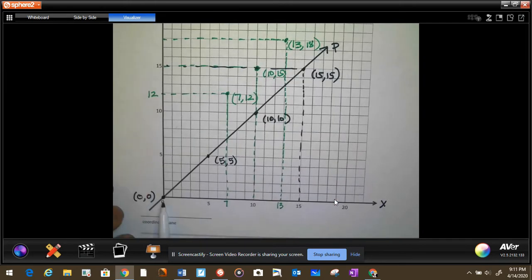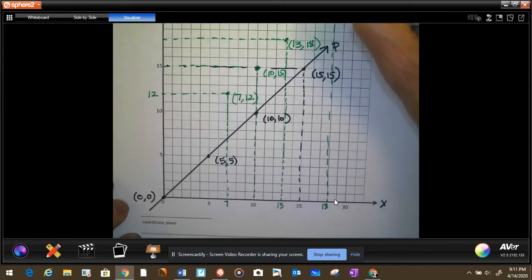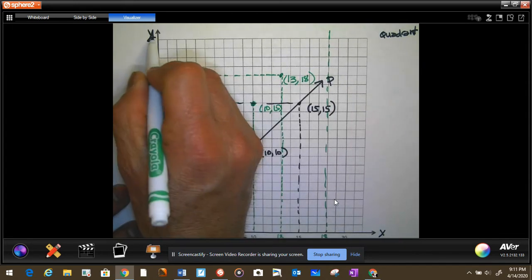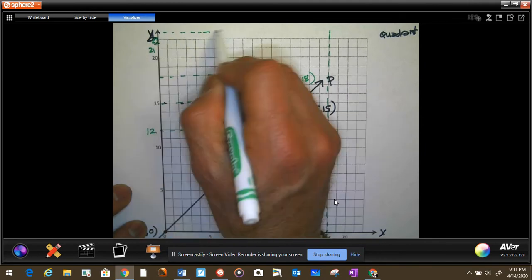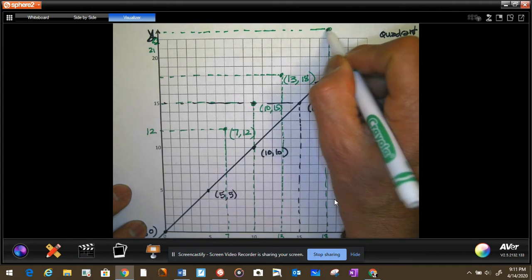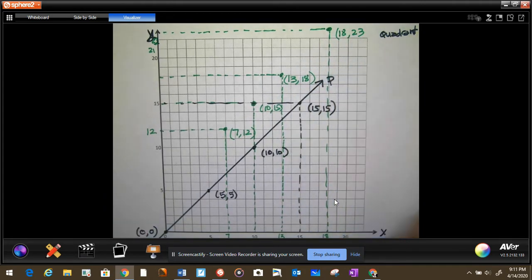So it's going to run to 18, which is 3 more than 15. And we're going to jump all the way up to 23. And notice that 23 is out of that grid. So this is 21, 22. We can pretend that this is 20, 22. This is 23, outside that grid, but still the same thing. So that's going to be 18, 23.